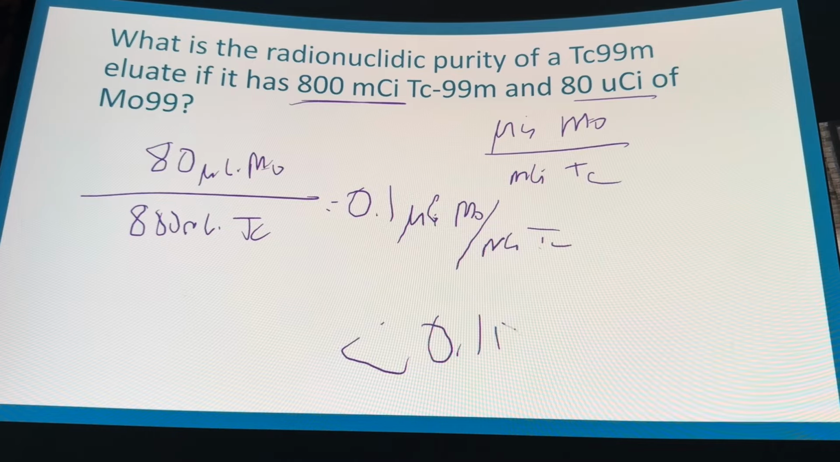If it's less than 0.15, it passes, at least as of right now. But what I know is this ratio is going to continue to go up.